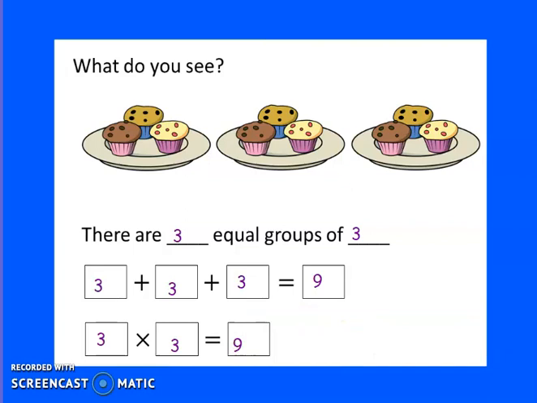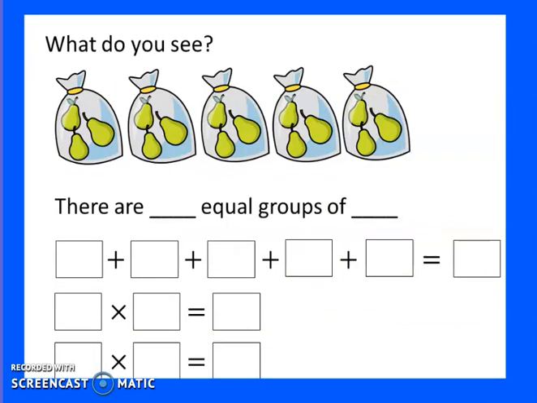Let's see if you can have a go yourself. Pause the video and see if you can answer these sentences and multiplication and addition facts in your book. Press play when you're ready to go through the answers.